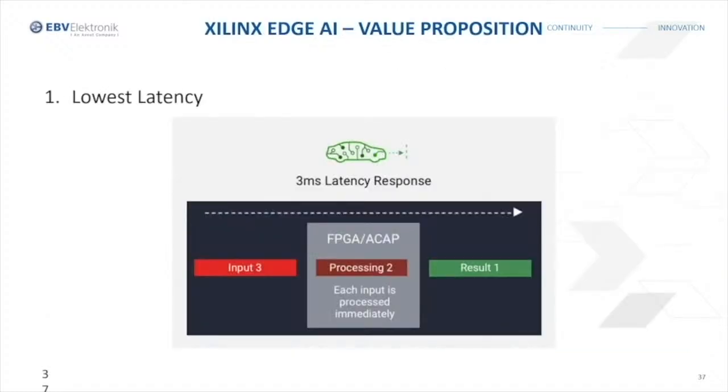Low latency is a very important point. XILINX differentiates itself from the competition by providing high throughput and low latency. Fast response times in critical applications require the ability to provide high throughput without needing to execute large batches of images. With the XILINX solution, images are processed immediately, resulting in the lowest latency.